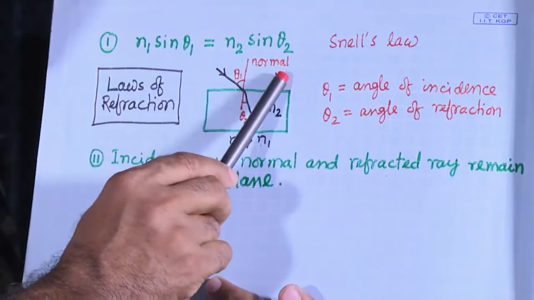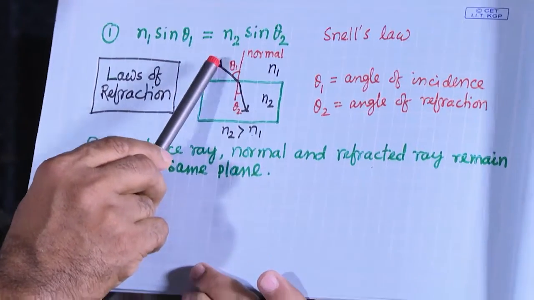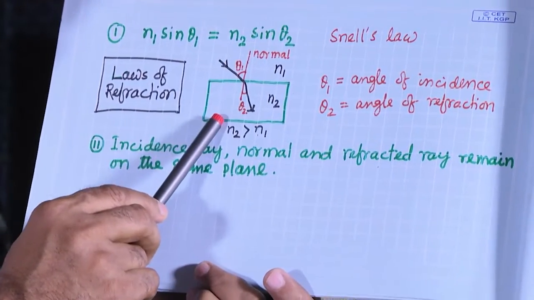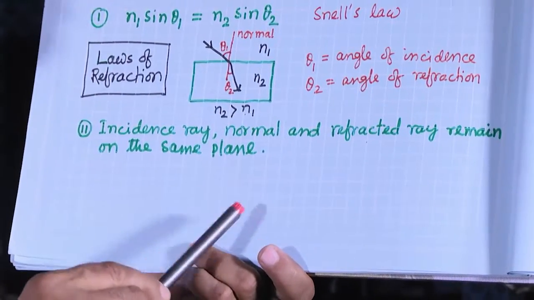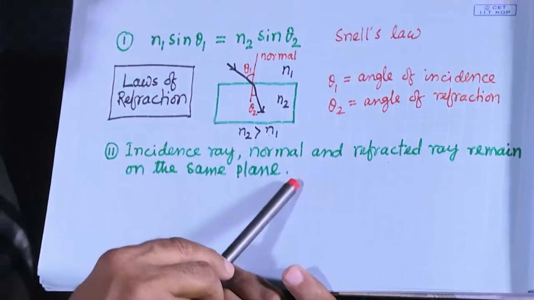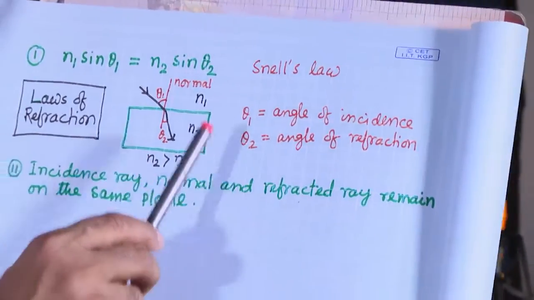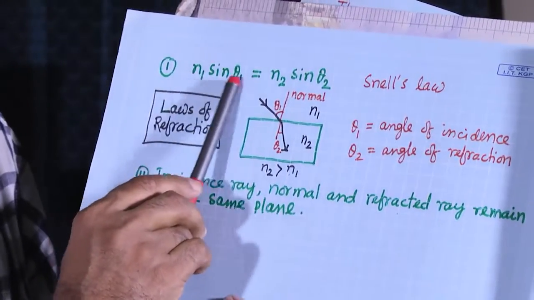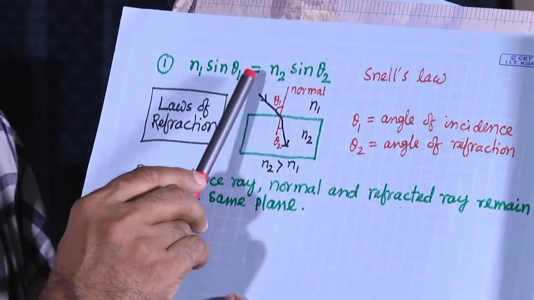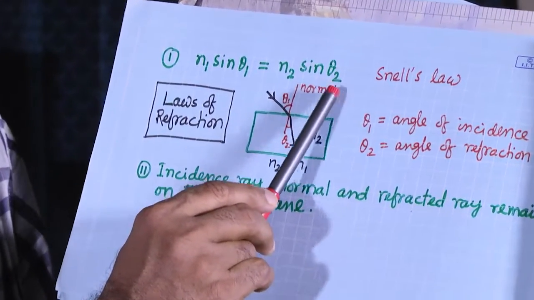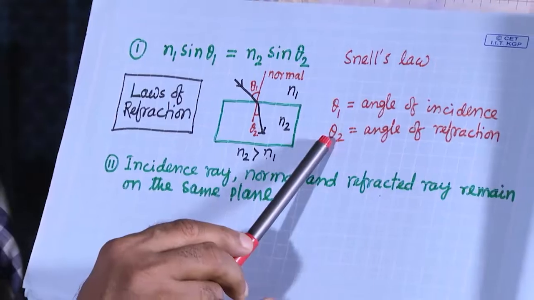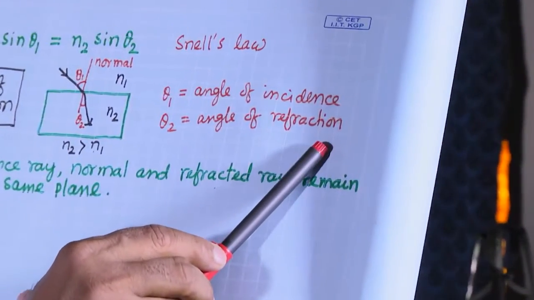So n1 sin theta 1 equals n2 sin theta 2. If other mediums are there, then also n3 sin theta 3, etc., one can write. So that is Snell's law. According to Snell's law, n1 sin theta 1 equals n2 sin theta 2, where theta 1 is the angle of incidence and theta 2 is the angle of refraction.